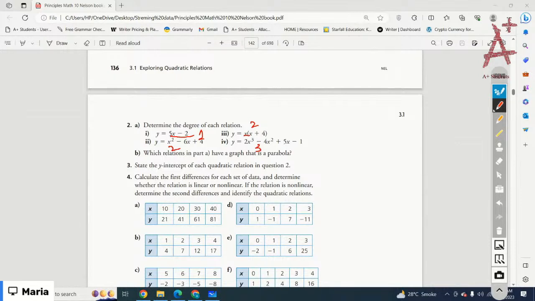Okay. Question number 4, calculate the first differences of each set of data and determine whether the relation is linear or non-linear. If the relation is non-linear, determine the second differences and identify the quadratic relation. Okay, let's just start with part A.